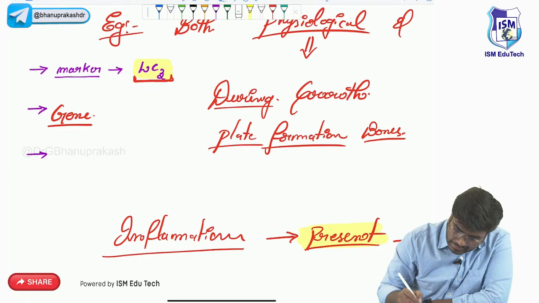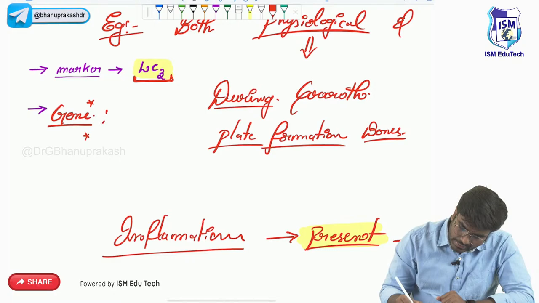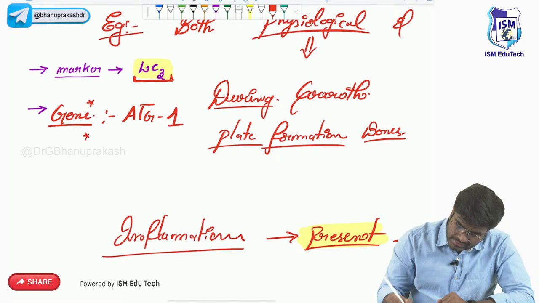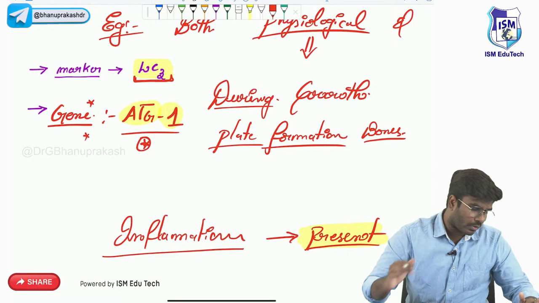The gene regulating autophagy. The gene which will give the signal to the cell that now autophagy has to happen. The gene is ATG1. So ATG1 is the main important gene involved in autophagy. These two important things you should know for your exam.